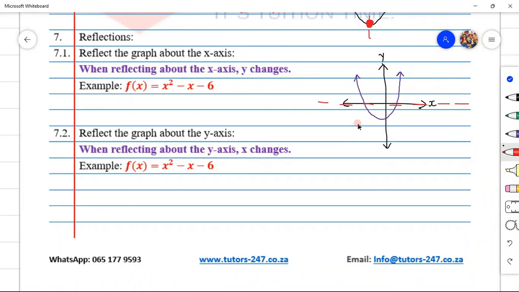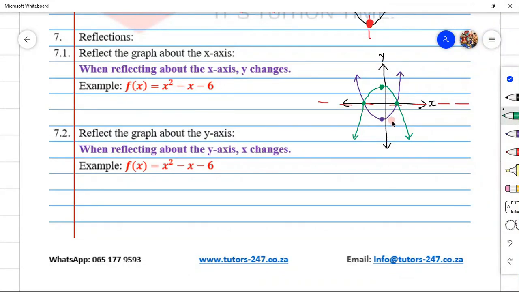Now once we fold our paper, or once we reflect our graph about the x-axis, our new graph that will form will have the same x-intercepts, but the shape of it would be different. It would then become a negative shape. So it would look something like this. And the value of our turning point, the x value would remain the same, but the y value would change. So if originally the y value of our turning point was -1, the new y value of our turning point in our reflected graph would be +1.